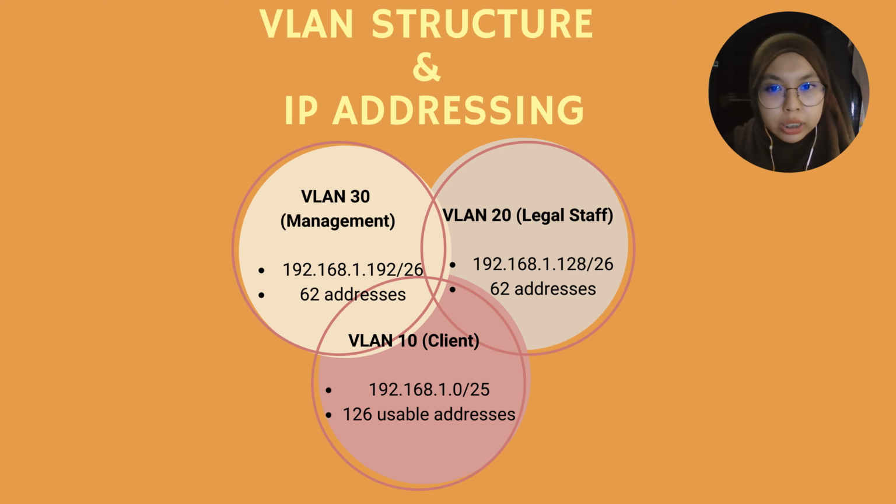Meanwhile, VLAN 30 for management, the IP address 192.168.1.192/26. This provides 62 addresses for servers, switches, and other management devices. The structure efficiently utilizes the allocated 192.168.1.0/24 subnet while providing clear separation between different types of network traffic.